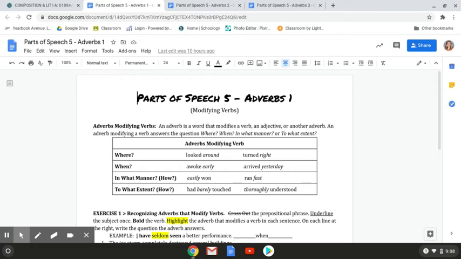All right, so as a reminder, adverbs modifying verbs can answer where, when, and in what manner and to what extent. Sometimes we just say how. So where, when, and how. Looked where, looked around. Turned where, turned right. Awoke when, awoke early. Arrived when, arrived yesterday. How did they win? They easily won. How did they run? They ran fast. How did they touch? They barely touched. How did they understand? They thoroughly understood.